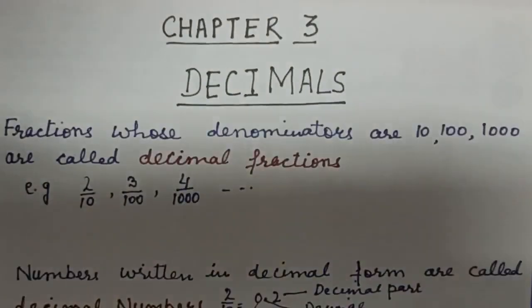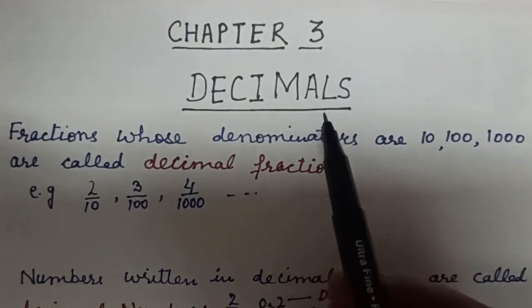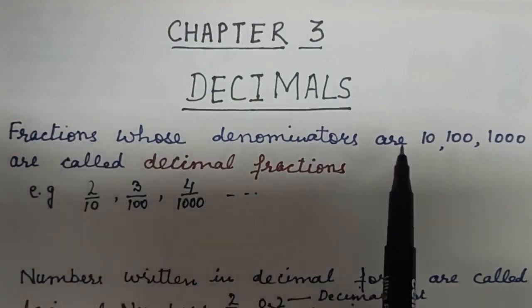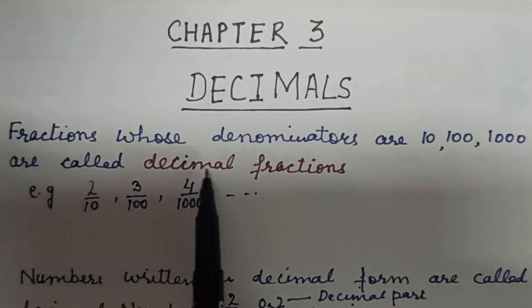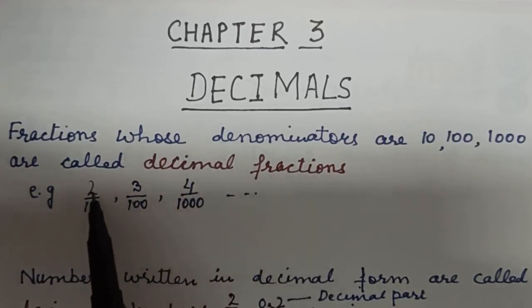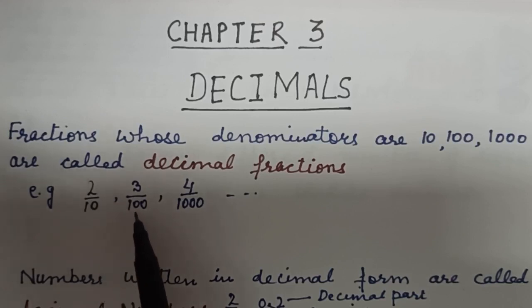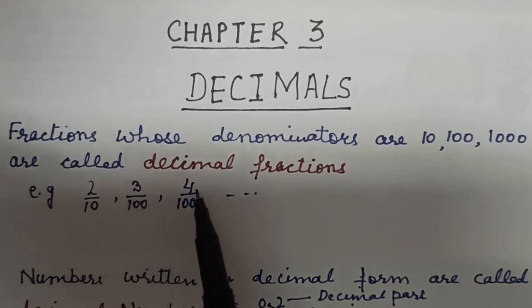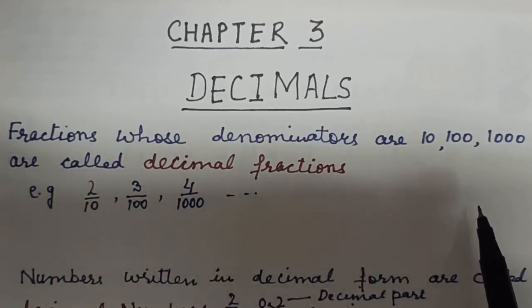Today we will start with chapter 3, decimals. Fractions whose denominators are 10, 100, 1000 are called decimal fractions. So a fraction, we know, is numerator upon denominator, but here the denominator is a power of 10. So 2 on 10, 3 on 100, 4 on 1000 and so on. We can take many examples of decimal fractions.